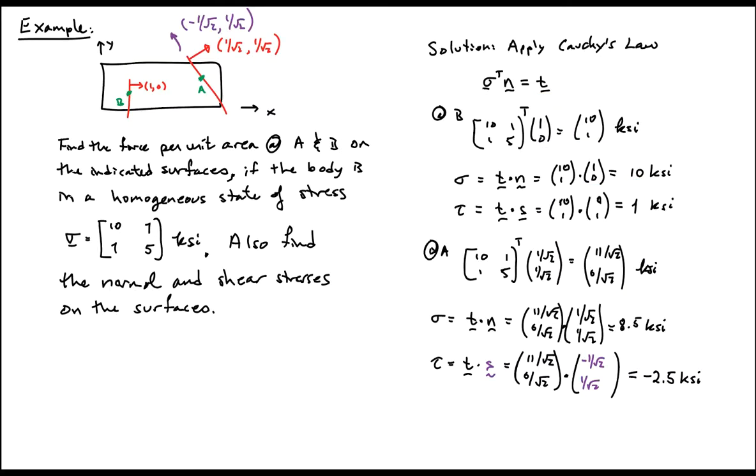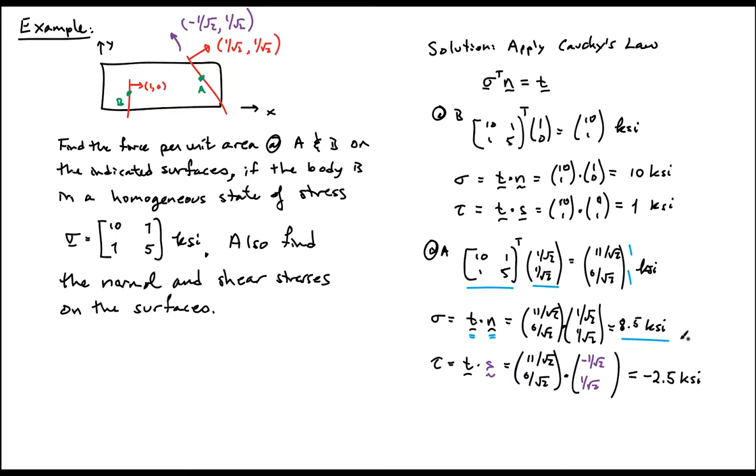If we now consider point A, we can compute the traction on the surface with normal 1 over root 2, 1 over root 2 by simply taking sigma transpose and multiplying it by that normal vector. And if we do that, we end up with the traction vector that is 11 over root 2 in the x direction and 6 over root 2 in the y direction, ksi. If we now want to know the normal stress on that surface, then we simply take the traction vector and dot it with the normal vector. And if we go through the calculation there, we find that we have 8.5 ksi on that surface. So that's a tensile normal stress there.